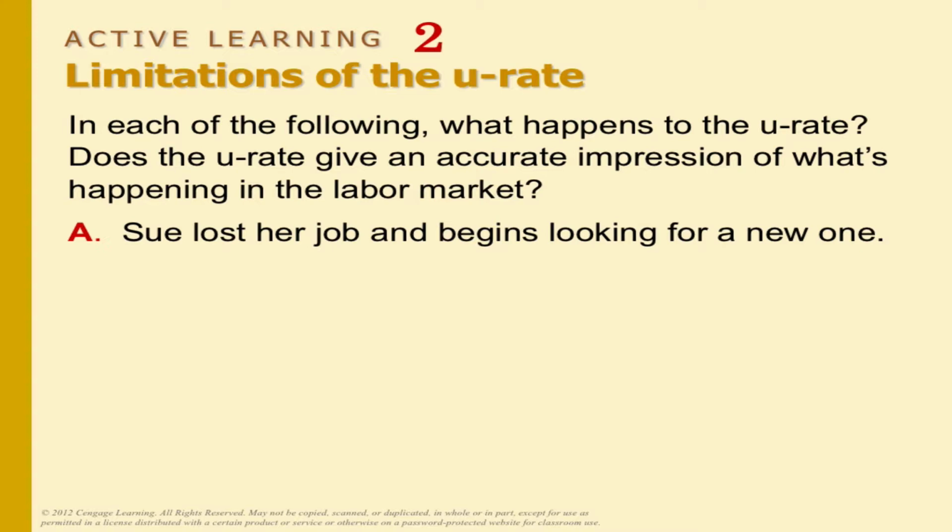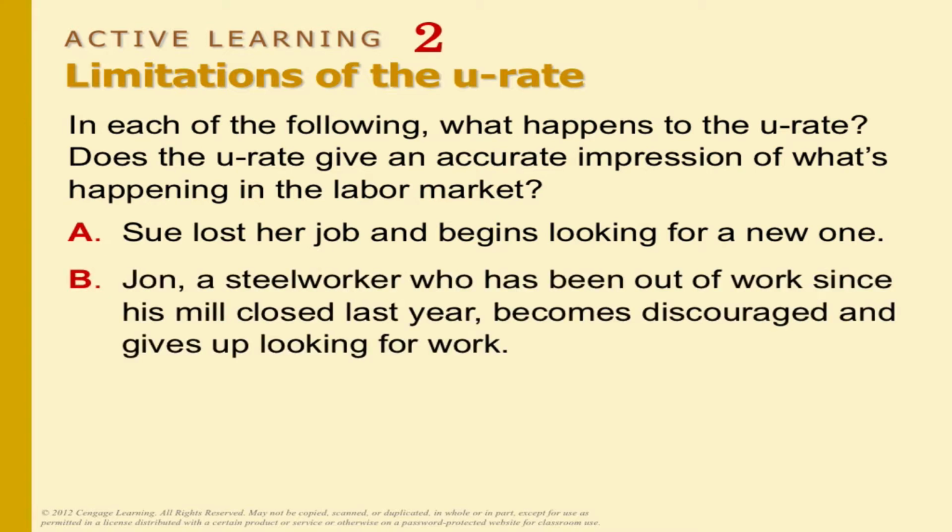Sue lost her job and began looking for a new one. What happens to the unemployment rate? It goes up. John, a steel worker, has been out of work since his mill closed last year, and he gives up looking for work. The unemployment rate goes down because he's no longer counted as unemployed.